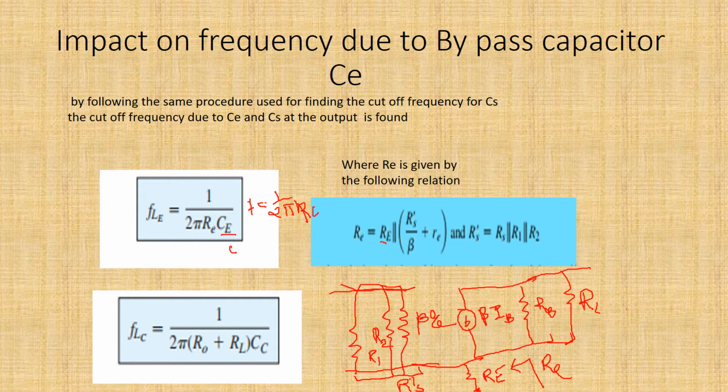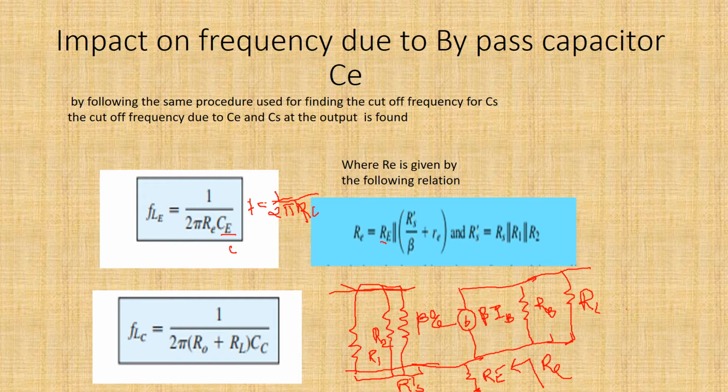So in the analysis procedure, you don't have to memorize all these relations. You just remember that F is equal to 1 upon 2 pi RC, and knowing whatever the values of resistance and capacitance are, you substitute them in the relation. So there is no need to actually memorize it. Next is the effect of capacitance CS on the frequency.